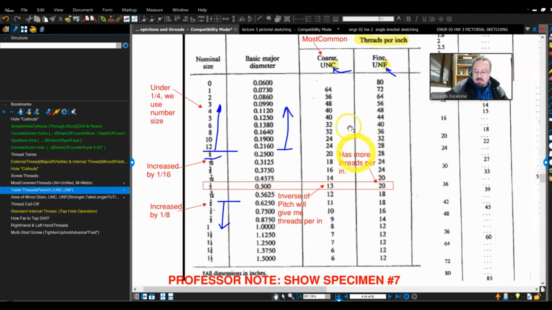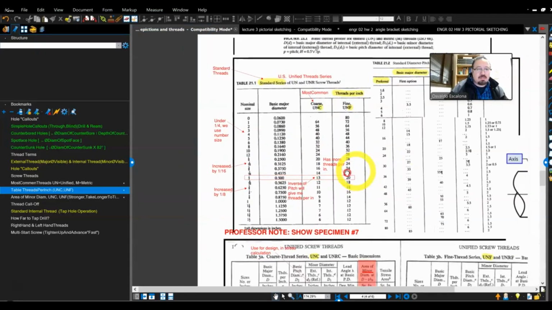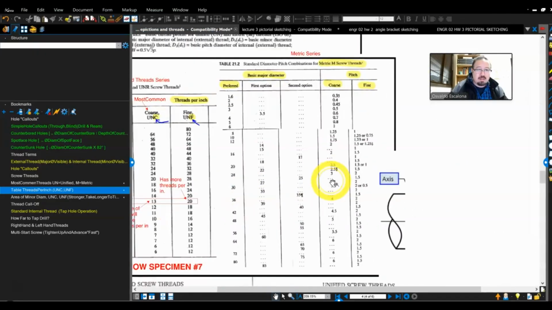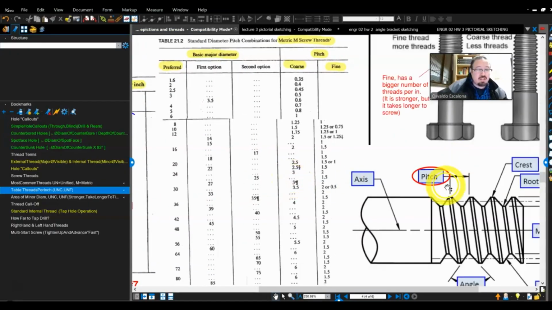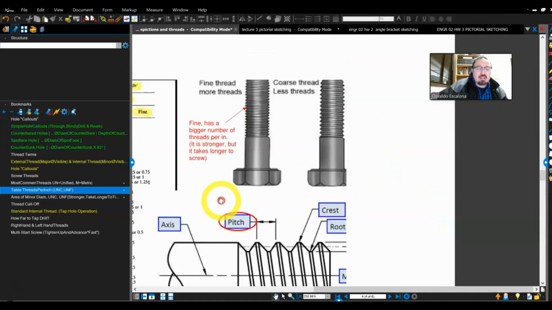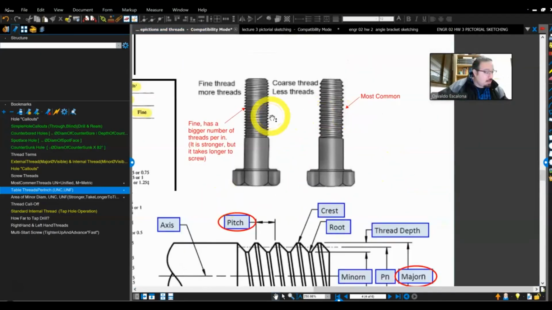That's what you use this chart for. If you were to have a metric system, you do not call out by the threads per inch. You call them out by the pitch. The pitch is the distance between peak to peak or crest to crest. You have a preferred size, usually the same concept. This is the way you call them out, and you can call them out by the preferred major diameter or by the preferred pitch, depending on whether you have a coarse thread or a fine thread. And again, this is the representation of the coarse and the fine thread.